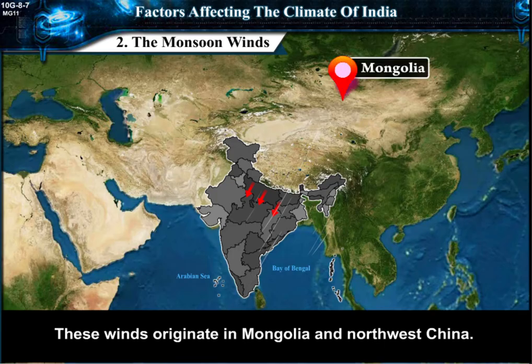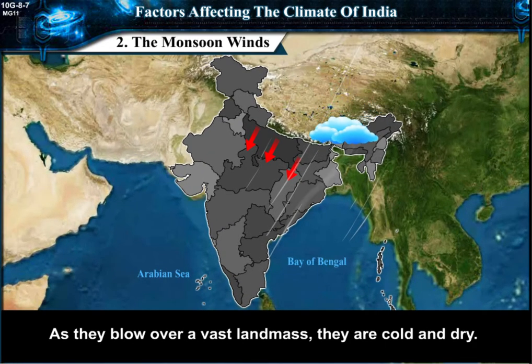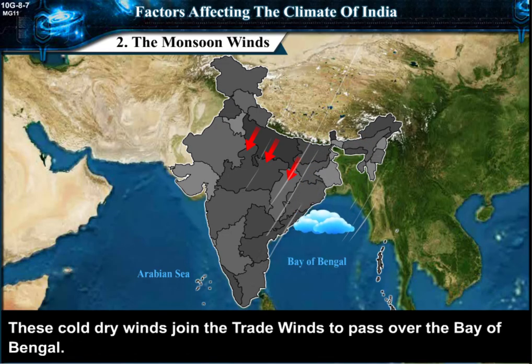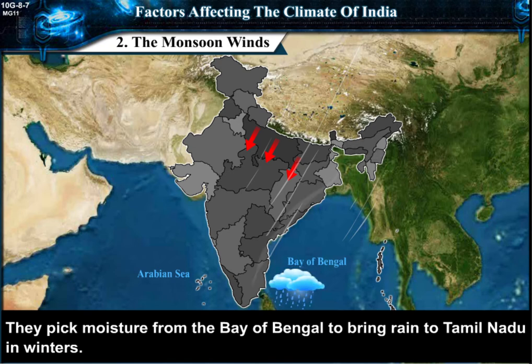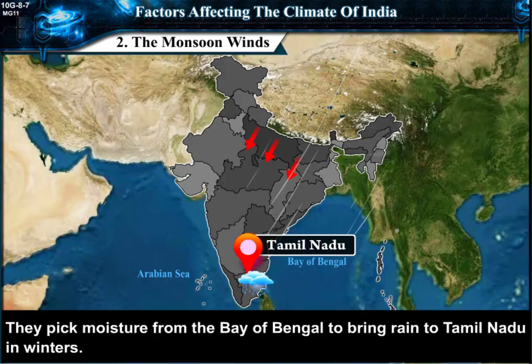These winds originate in Mongolia and northwest China. As they blow over a vast landmass, they are cold and dry. These cold, dry winds join the trade winds to pass over the Bay of Bengal. They pick moisture from the Bay of Bengal to bring rain to Tamil Nadu in winters.